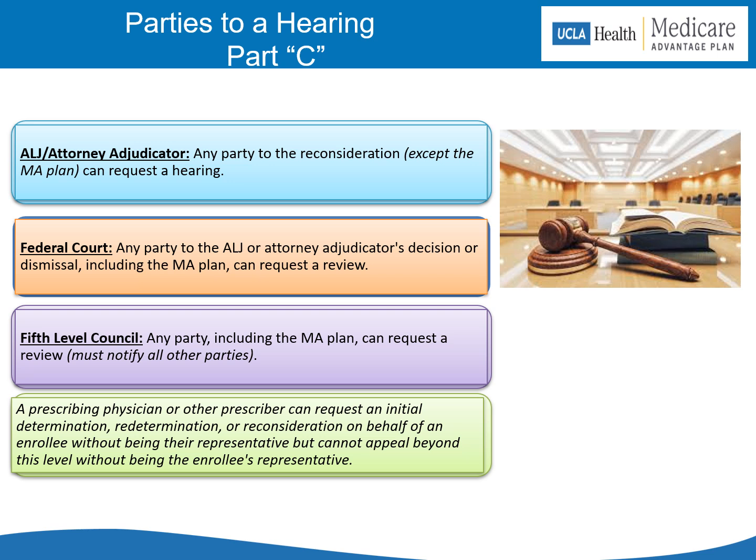For ALJ, any party except the Medicare Advantage plan, as stated earlier. Federal court, any party to the ALJ or attorney adjudicator's decision or dismissal, including the Medicare Advantage plan. And lastly, the 5th level counsel, any party, including the Medicare Advantage plan, can request a review. If it is a 5th level counsel review, you must notify all other parties. When it comes down to your prescribing physician, your doctor can request certain determinations on your behalf without being your official representative, but they cannot appeal beyond the initial levels without your permission.